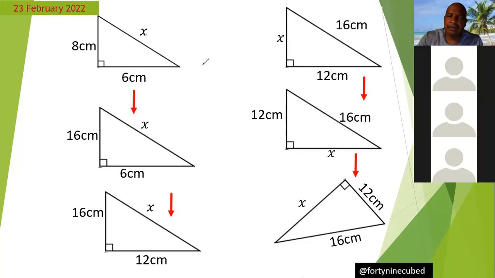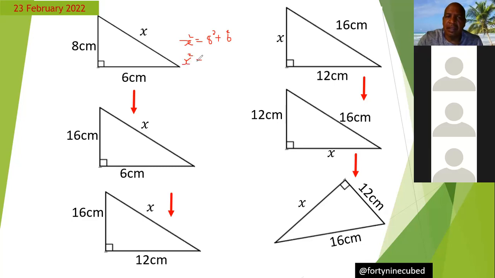So let us start off with our formula. What is the formula that we're going to have here? x squared equals 8 squared plus 6 squared. All right. So now, clearly, we want to find our hypotenuse, so we can go ahead and calculate what is on the right-hand side of the equation.